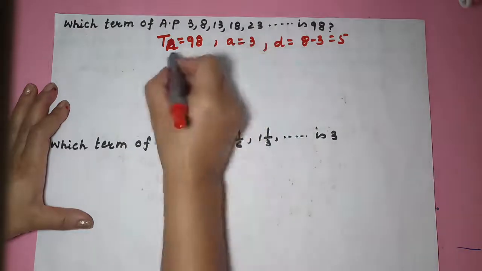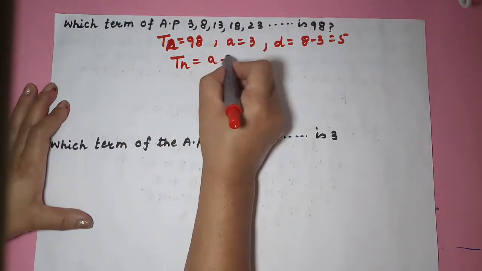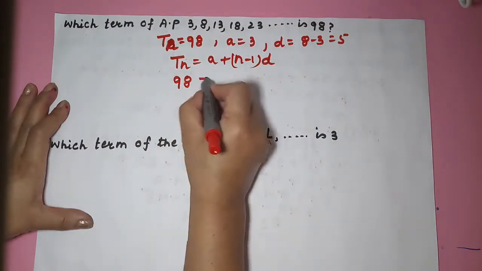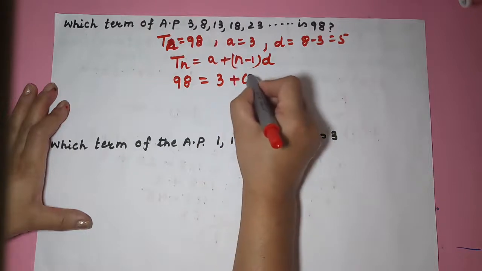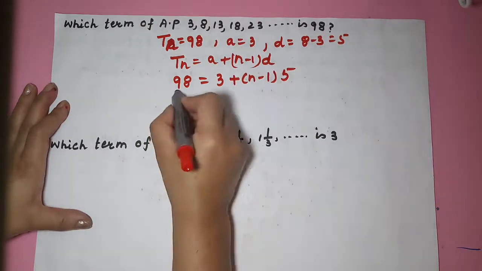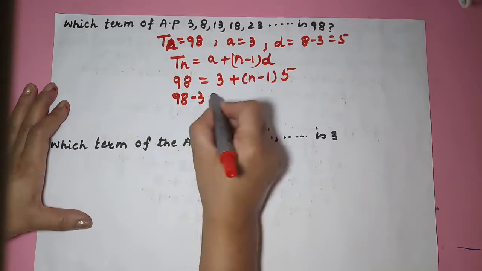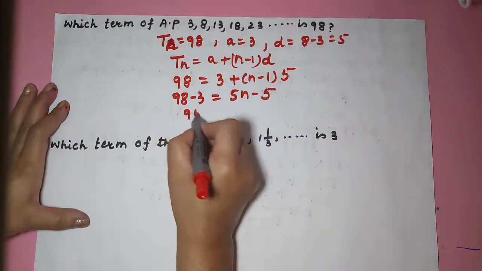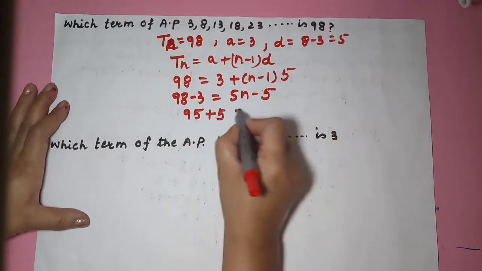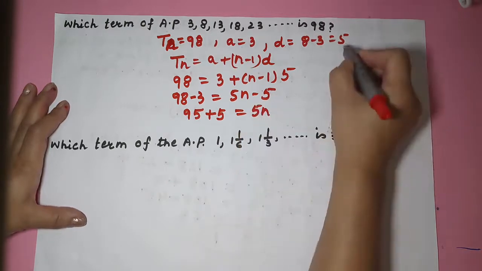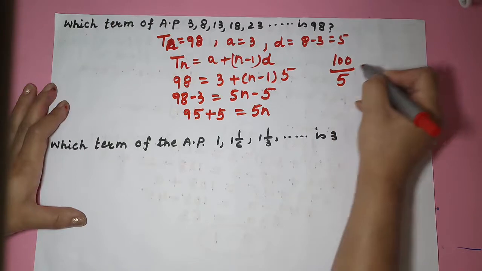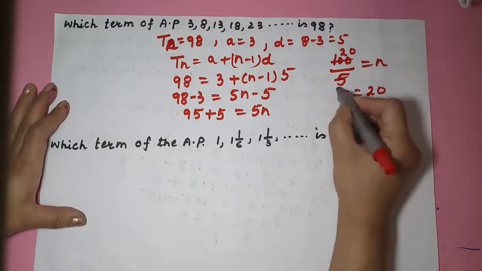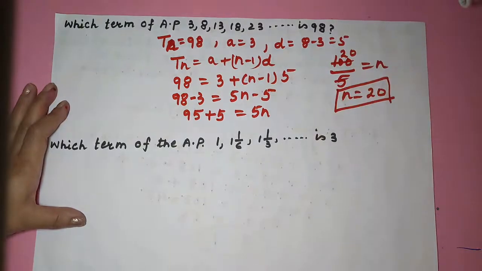I will calculate that by the general formula: A plus n minus 1 into D. What is my Tn? 98. What is my A? 3, plus n I have to calculate, and my D is 5. So 98 minus 3 is equal to 5n minus 5. So 95 plus 5, shifting this to this side, equals 5n. So I get 100 upon 5 is equal to n. So 5 20s are 100. So I got the 20th term of this sequence will be 98.